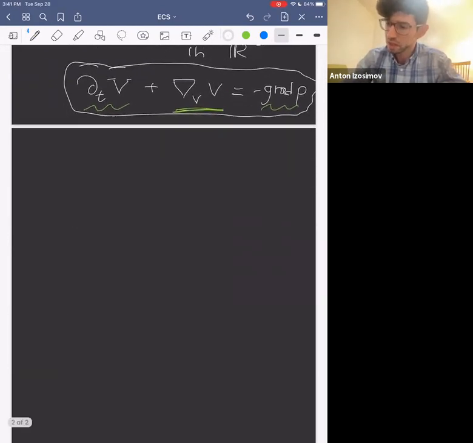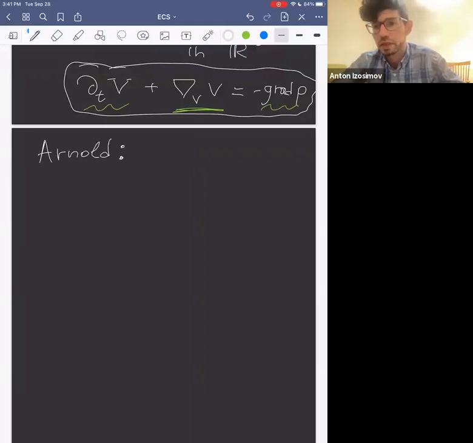Okay, so this is the Euler equation, and then what Arnold suggested was a slightly different and more geometric perspective on that equation. Namely, the first observation is that the motion of a fluid can be thought of as trajectories in a certain infinite dimensional manifold.